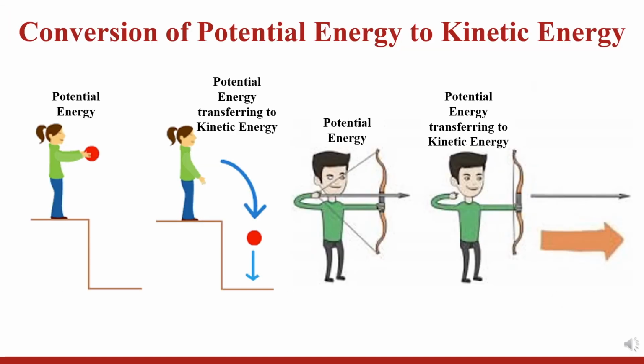Here you can see the conversion from potential to kinetic energy. The amount of potential energy an object has while at rest is equal to the amount of kinetic energy an object has once it's in motion.